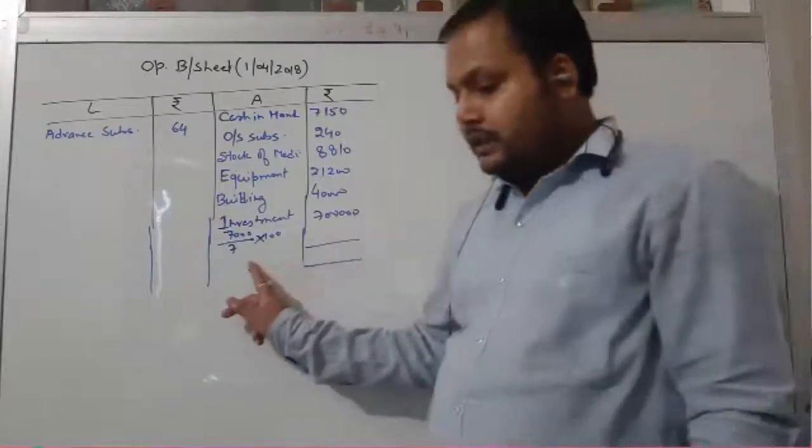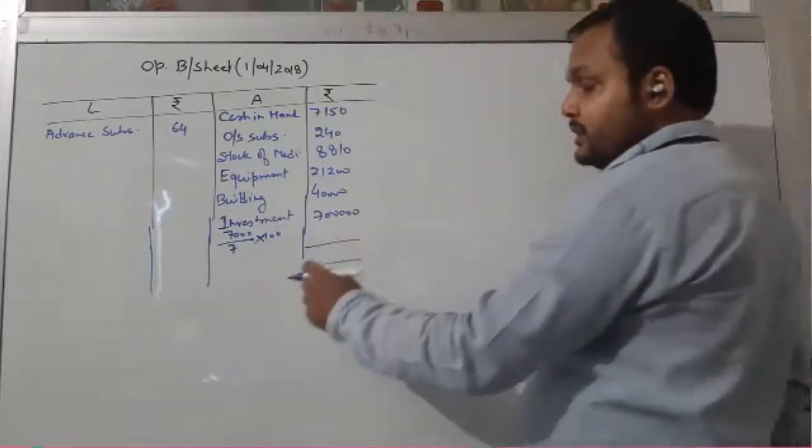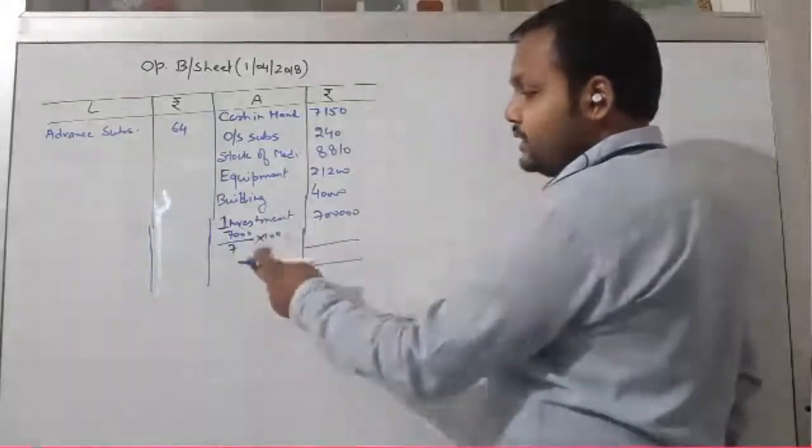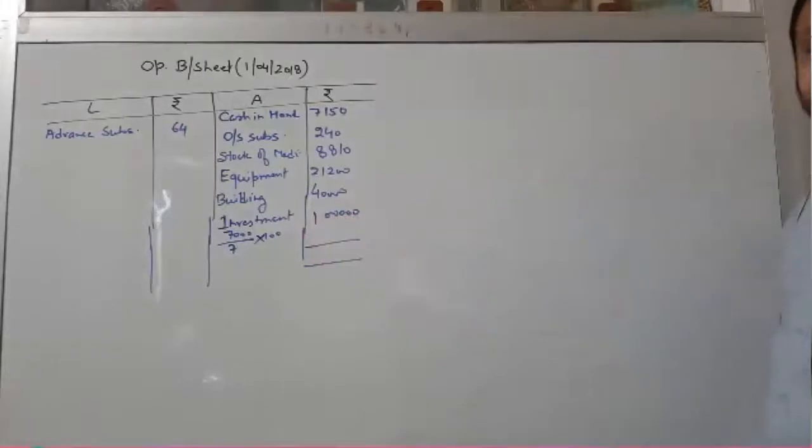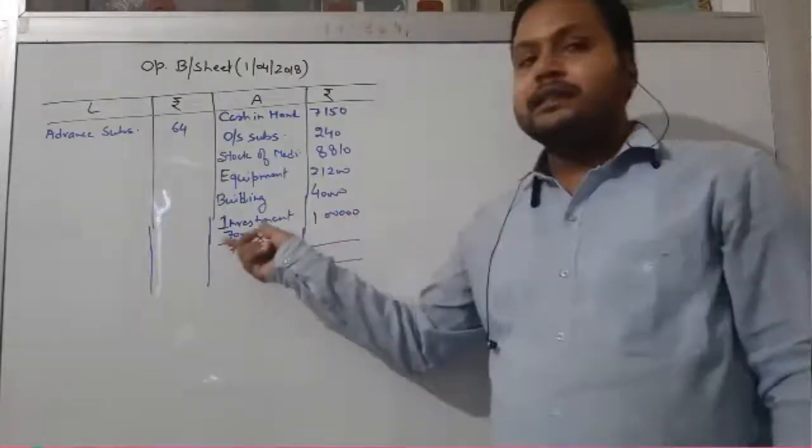You will earn the interest. Sorry, that is a 7%. So 7,000 interest, so your value is 1 lakh. So 1 lakh का investment होगा. 1 lakh का 7%, that is 7,000.